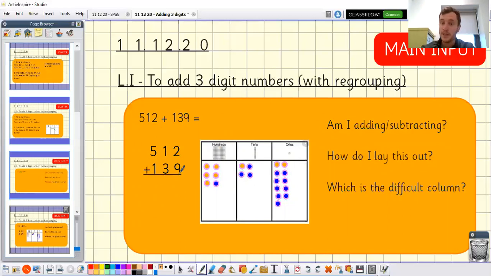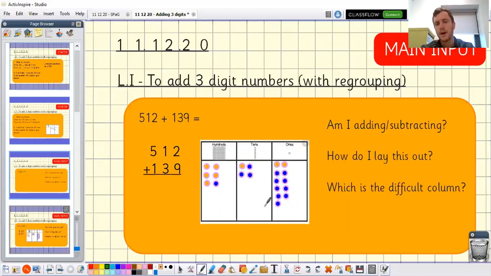We always start with our ones, particularly when we've got that regrouping, because that's where the difficulty may come in. Now I've shown my ones. I've got 2 orange coloured ones to represent the 2 ones in 512. And then I've added 9 blue ones to represent the 9 ones in 139. I've spotted a problem here though already. I wonder if any of you can tell me what that is. I've noticed that there are too many ones. We've now got 11 ones in our ones column. I can't write 11 here. We can't do that. So what do I need to do?